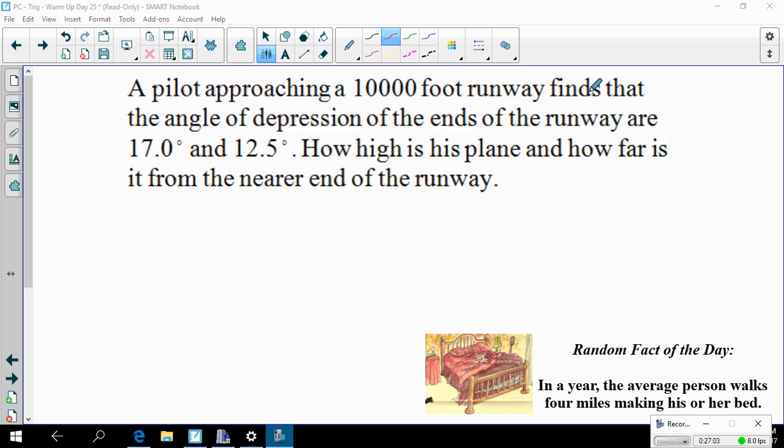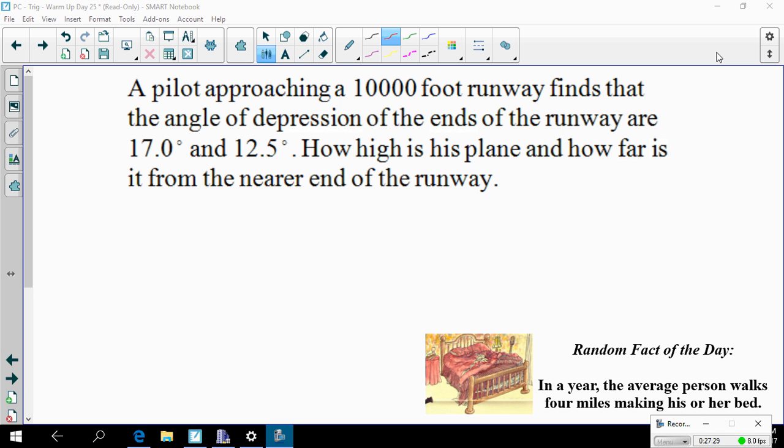But I wanted to talk about this because we went over this quickly yesterday. There were some homework questions on angle of depression. I want to make sure you're all solid drawing that. So if you got some extra time, if the time period's not up yet, read through this. Just at least the setup. A pilot approaching a 10,000 foot runway finds that the angle of depression at the ends of the runway are 17 and 12.5. How high is his plane and how far is it from the near end of the runway?